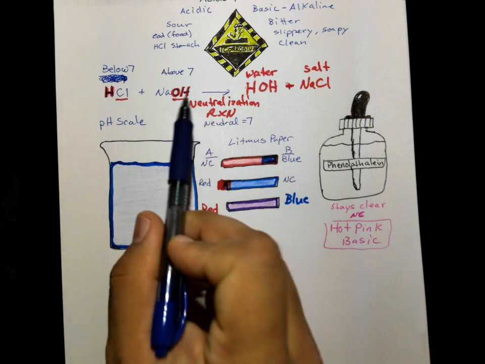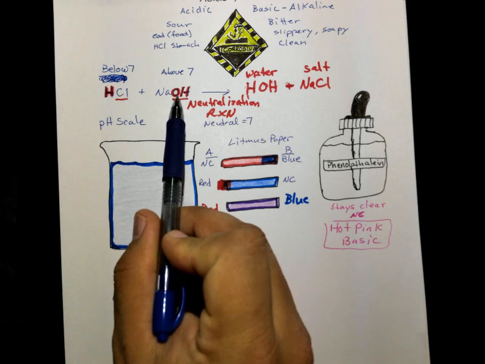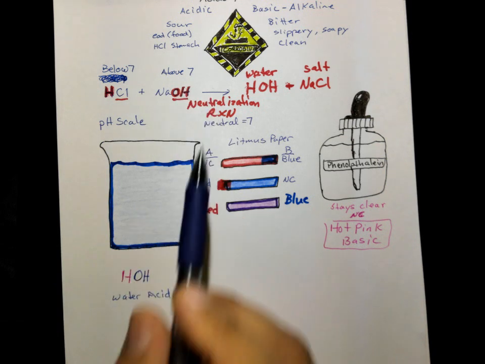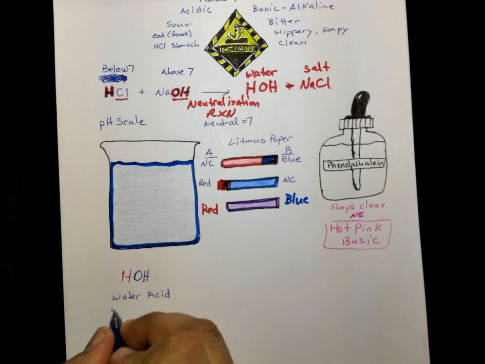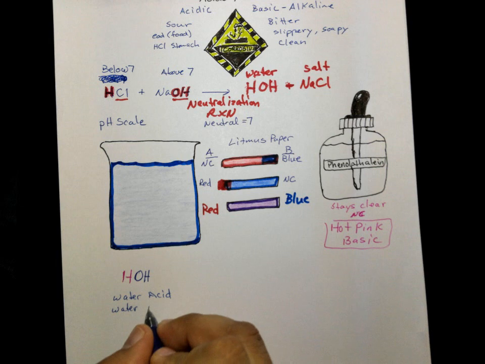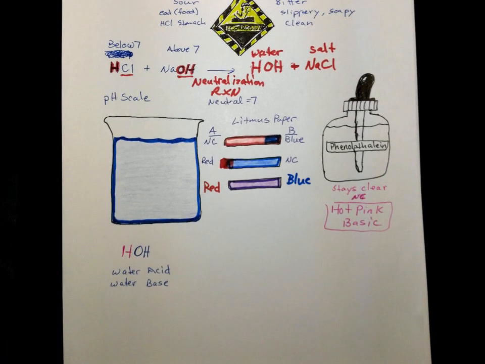But then again I said all bases have a hydroxide in them, or produce a hydroxide. What do you see right here? That's a hydroxide. So what is water? Water is a base. So water, not only being the universal solvent, is also an acid and also a base. I'm telling you, water is so unique and awesome.